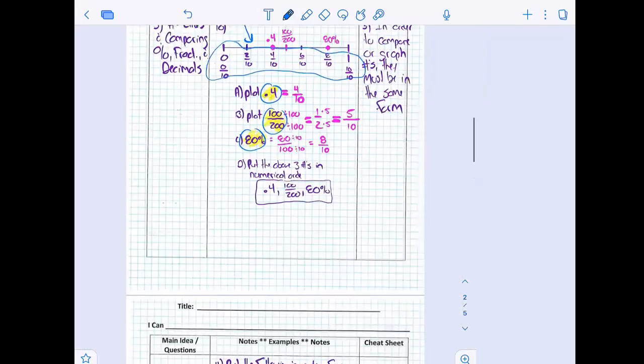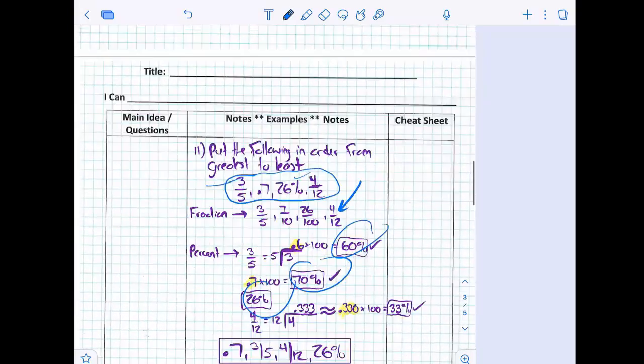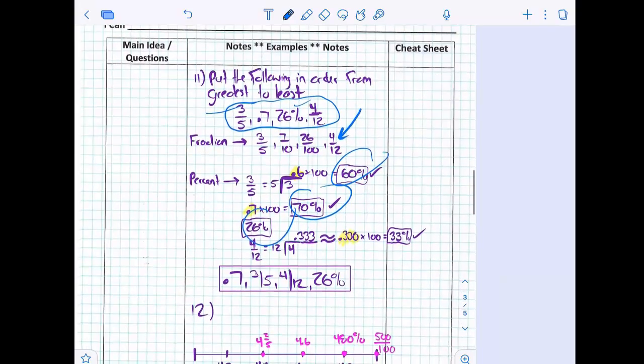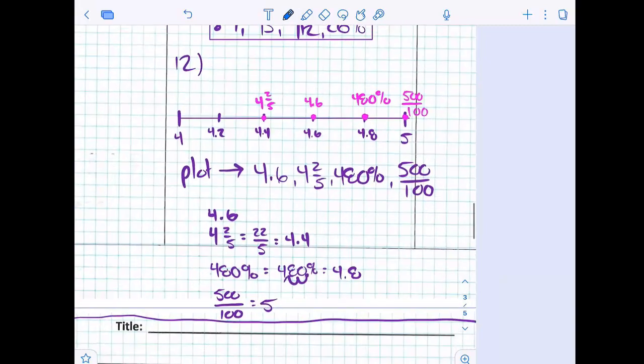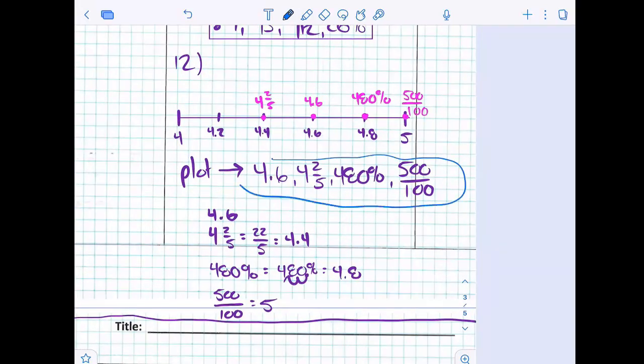I keep running out of space here. We got them all into percent form, and then we were able to compare them, yes? Yes. Last one. You needed to put these 4 numbers on this number line.